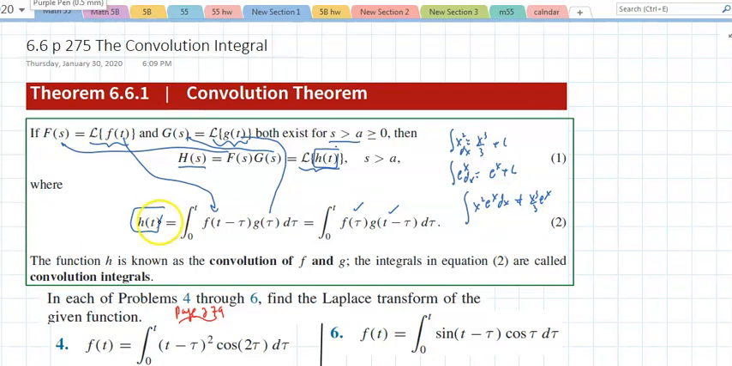But if I am to take the product of these two functions, h would be this integral of the product of those two, where the function h is known as the convolution of f and g. The integrals of equation 2, this is equation 2, those integrals are called the convolution integral. So you have an option every time.